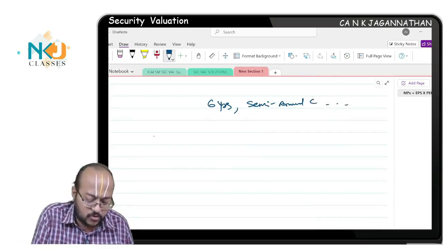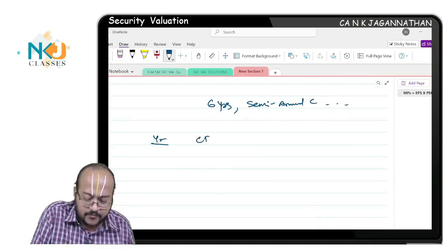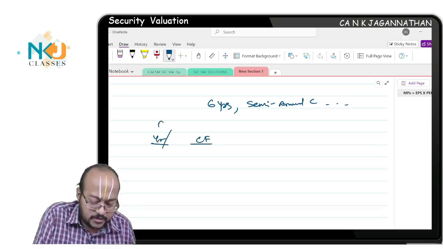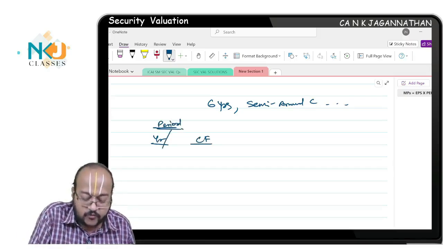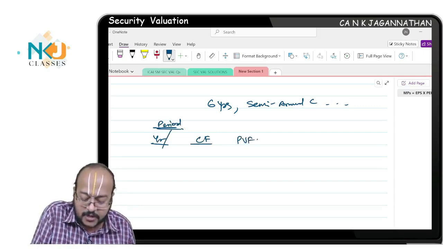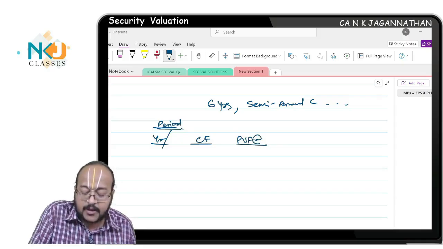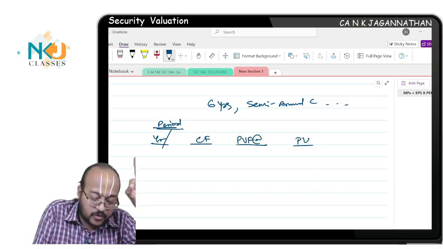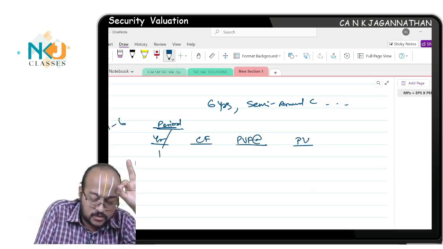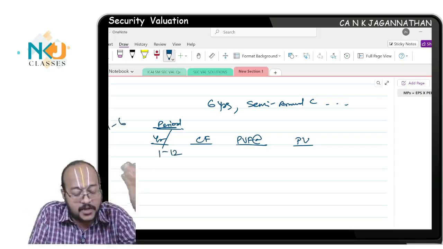Very simple. How do you present the yearly cash flows? The year column will be replaced by period, a 6-month period term. Like this you convert it: cash flows, present value factor at the discounting rate, and PV. This is how you find it out. Instead of 1 to 6, you put 1 to 12. 12 periods are there, correct?